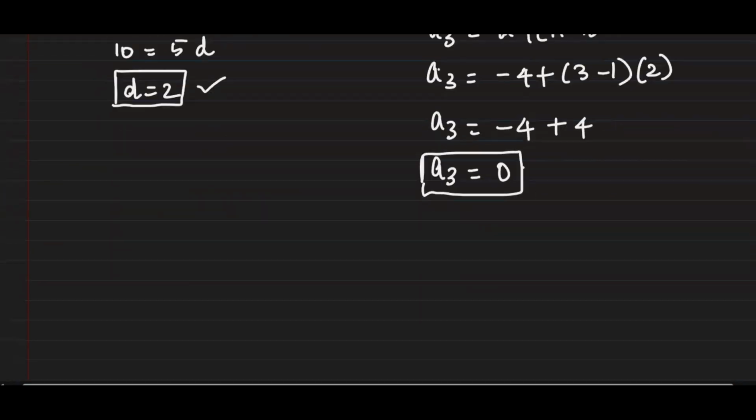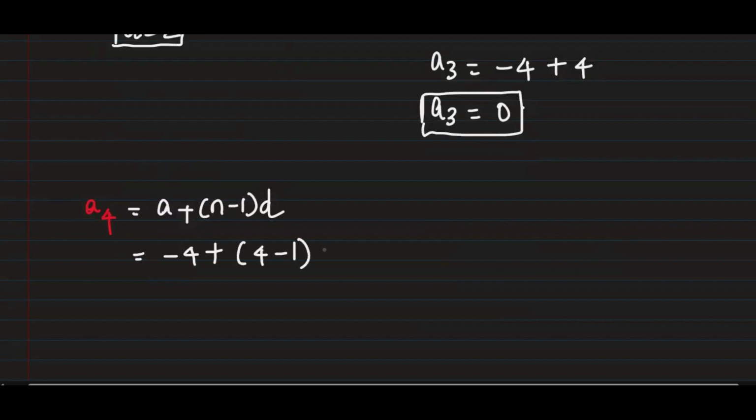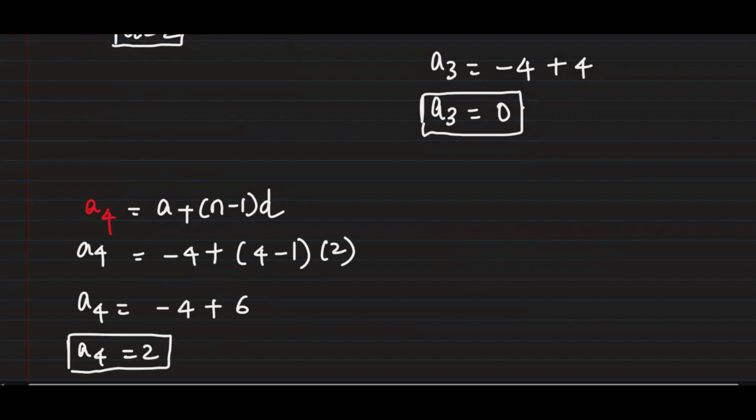Next we're going to find what is the fourth one. Basically A4. A4 is equal to A plus n minus 1 into D. A value is negative 4 plus 4 minus 1. D value is 2. So A4 value is equal to minus 4 plus 4 minus 1 will become 3. 3 into 2 will become 6. So A4 is equal to 2. Okay, so A4.